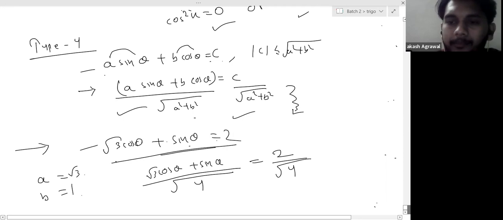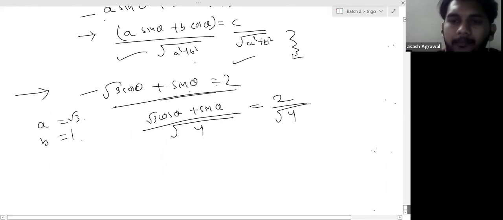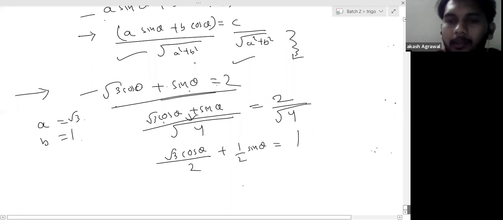Now break this one. So this is root 3 cos theta by 2 plus 1 by 2 sin theta is equal to 1. All right, this is clear. What we did here was just break down this division.